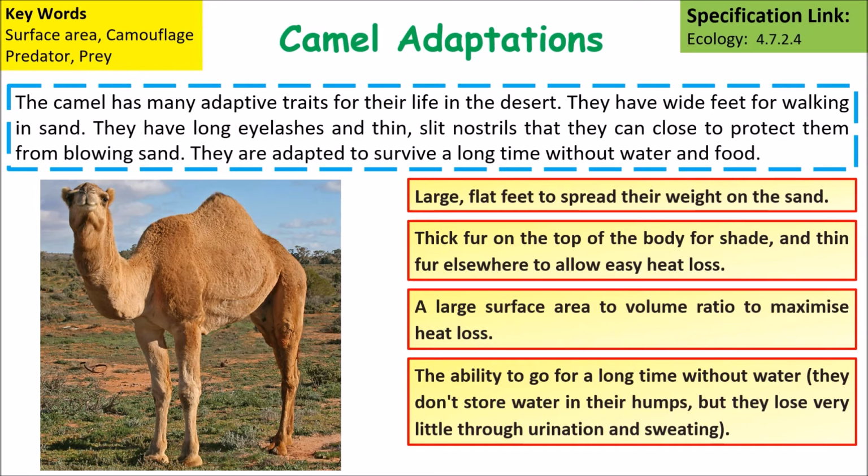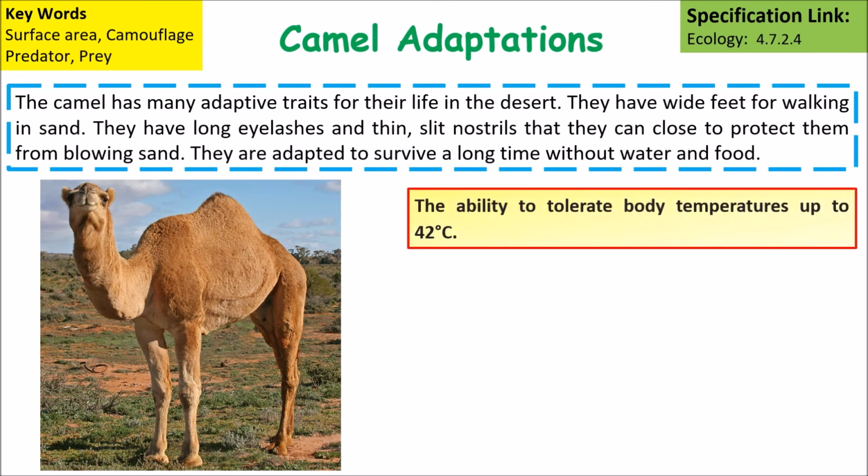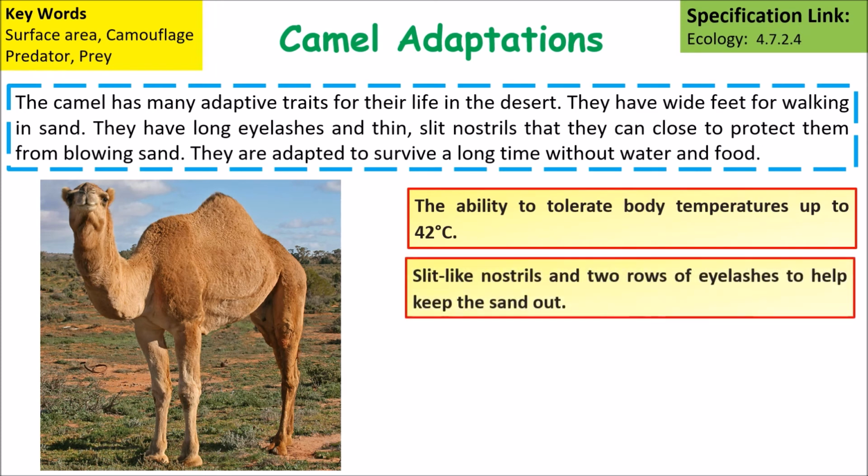Remember that it's not storing water in the humps though, it stores fat in the humps that can be converted back into water. They also don't sweat and their urine contains very little water. They've got the ability to tolerate temperatures up to 42 degrees. They've got slit-like nostrils and eyelashes to stop them breathing in sand.